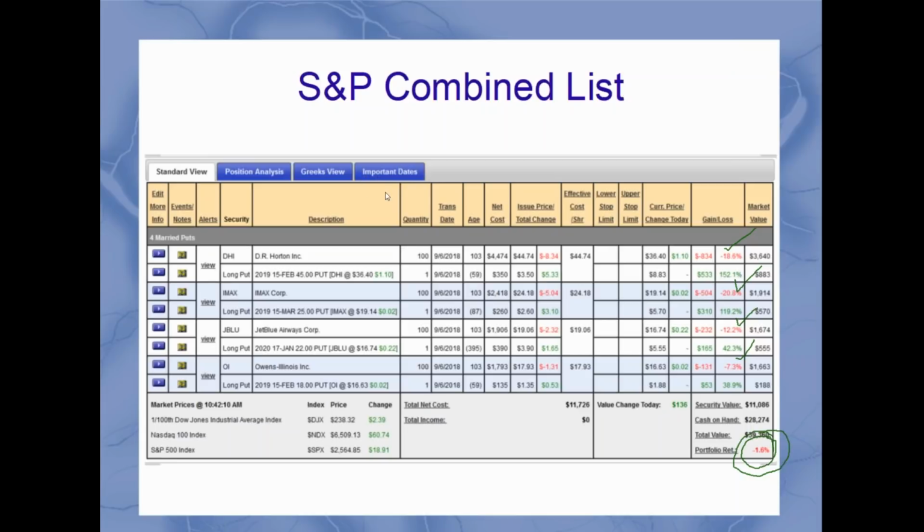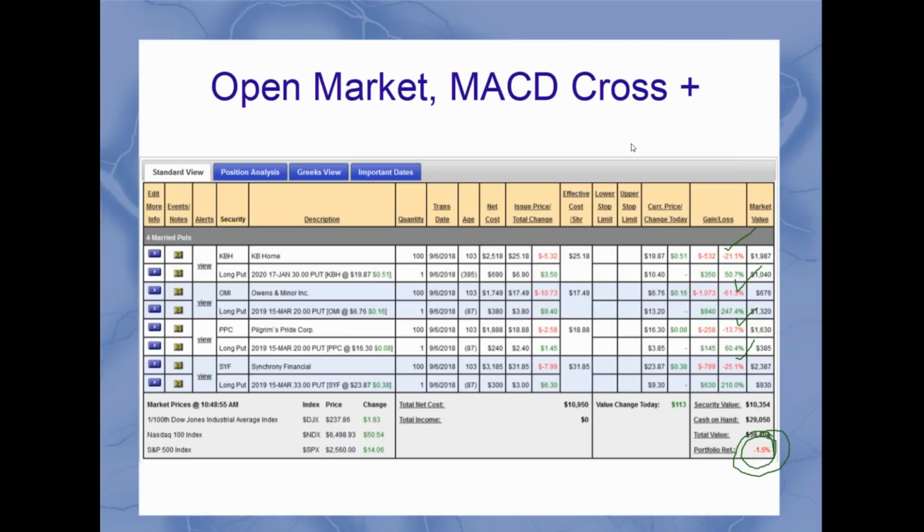Okay, so what does that do? Here's open across the market using no preferred stock lists, looking at the positive MACD, RSI increasing. 4 different stocks, same on September 6th with the same proper structure. KB Home, down 21%. What in the world? Owens and Minor, don't even know what happened here. 61.3% from 1749 to 676. Pilgrim's Pride, down 13.7. Synchrony Financial, 25.1.